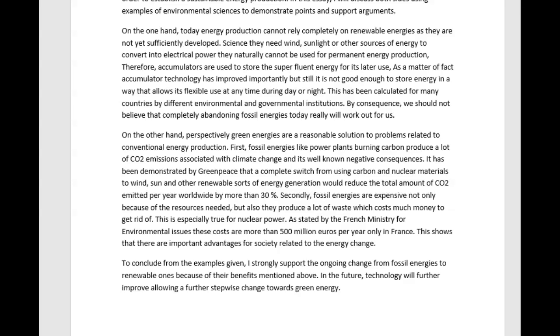On the one hand, today, energy production cannot rely completely on renewable energies as they are not yet sufficiently developed. Science, what? I don't know what this means here. I don't know why you wrote the word science. They need wind, sunlight, or other sources of energy to convert into electrical power. They cannot be used for permanent energy production. What's going on in this sentence?